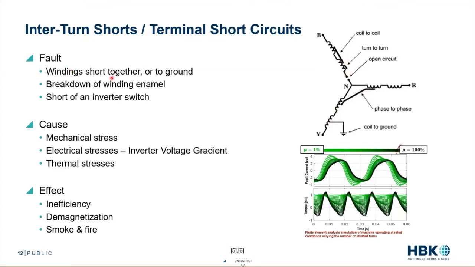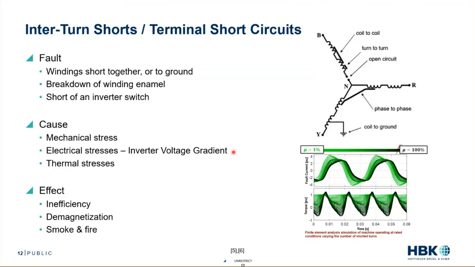So what's the fault? Winding shorted together or to ground. We have a breakdown of the winding enamel that results in this, and you have a short circuit which creates a really large current going in a direction you don't want. So what are the causes? Well, mechanical stresses. We have vibrations. We have things rubbing against each other. Maybe we have a fluid-drenched stator, and we get some particulates in there that are causing wear and tear.